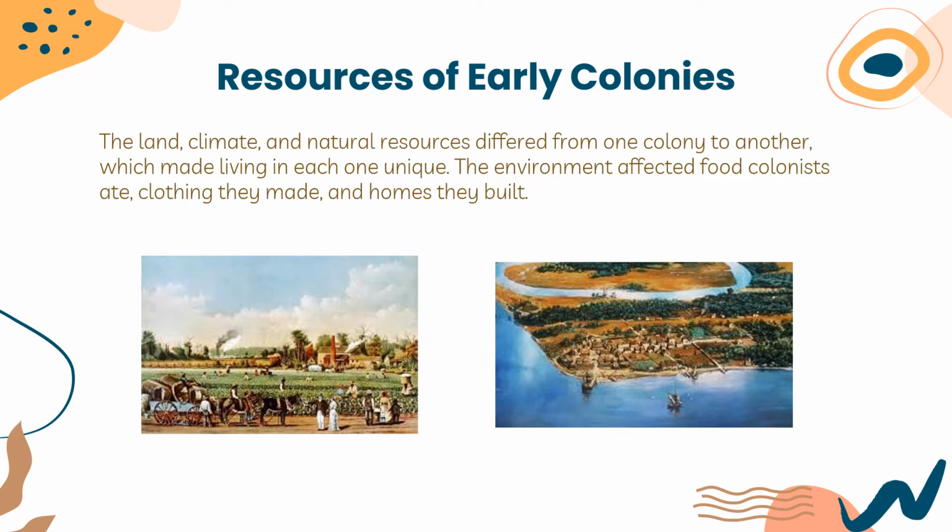Most colonies lived and worked on farms. They grew or made much of what they needed. They bartered with neighbors for some items. To barter means to trade one good or product for another.